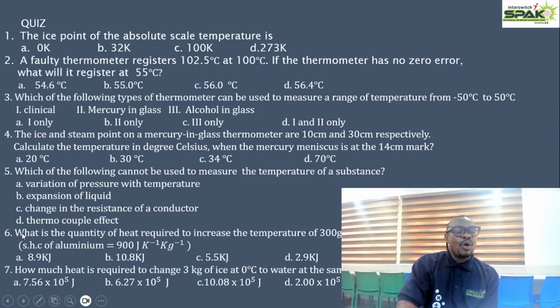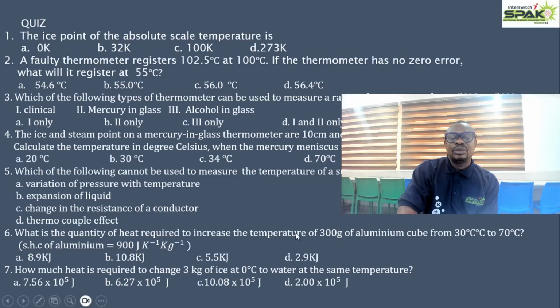So C. Number 6. What is the quantity of heat required to increase the temperature of 300 grams of aluminium cube from 30 degrees Celsius to 70 degrees Celsius? The specific heat capacity of aluminium is given as 900 joules per kilogram per Kelvin. Remember when I told you that when it comes to the change in temperature, the formula is Q equal MC change in temperature. Let me quickly leave you some few minutes to attempt this question.